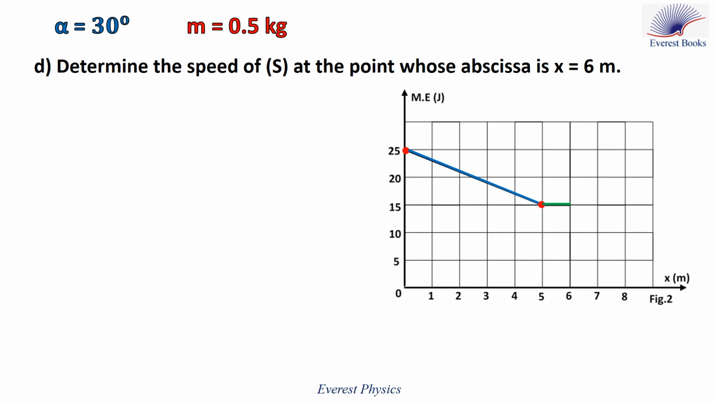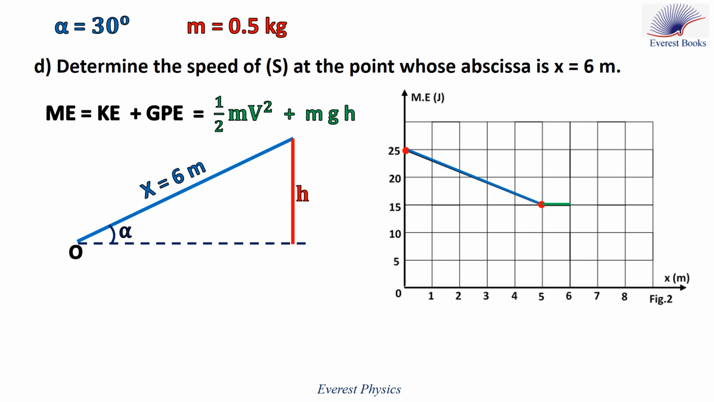Part D. Determine the speed of S at the point whose abscissa is x equals 6 meters. To determine the speed, we use the expression of the mechanical energy. ME equals KE plus GPE, which equals 1/2 m v squared plus m g h. h is the altitude of this point relative to the reference level of gravitational potential energy. Look at this figure. In the right-angled triangle, sine alpha equals h over x, then h equals x sine alpha. Alpha equals 30 degrees, so h equals 6 times 0.5 equals 3 meters.